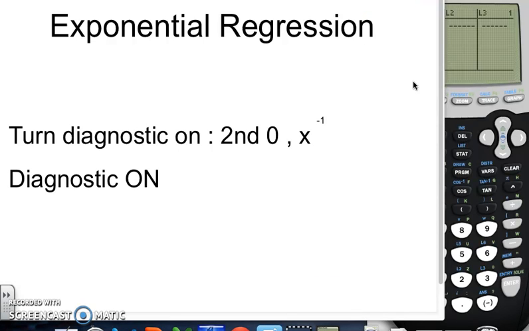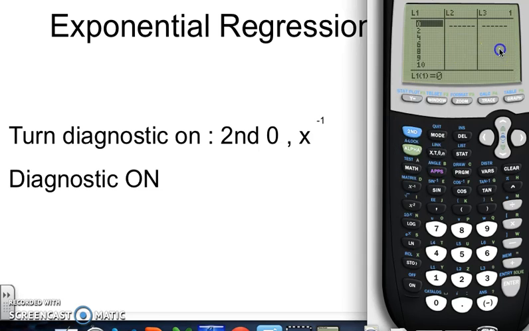Alright, so in this video we're going to learn about exponential regression. And when we do regression problems, the first thing we have to make sure to do is to turn the diagnostic on so we can see the correlation coefficient, okay?